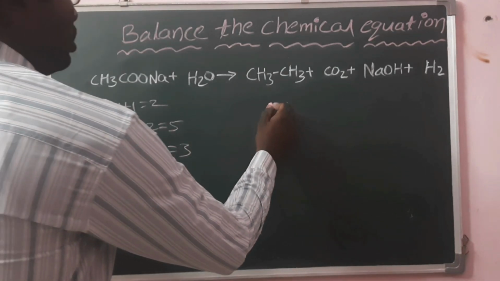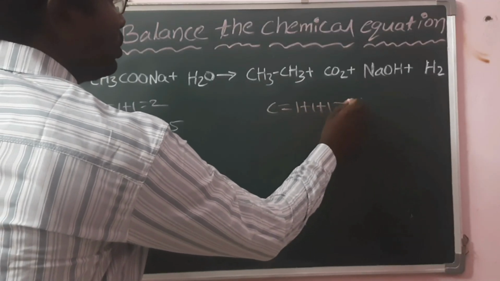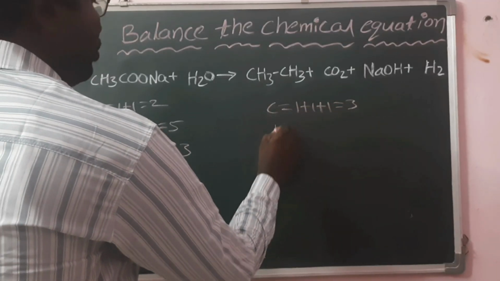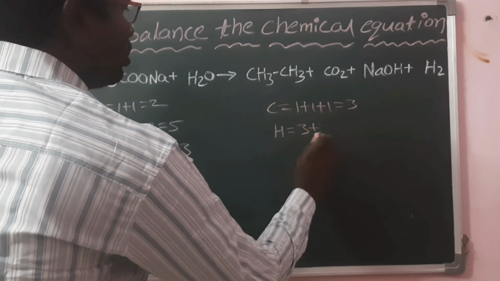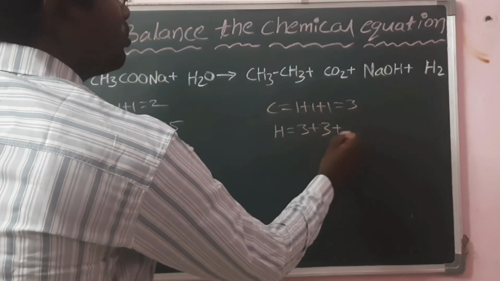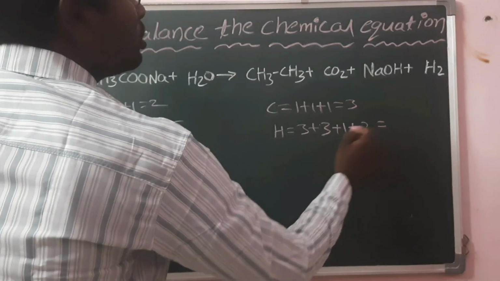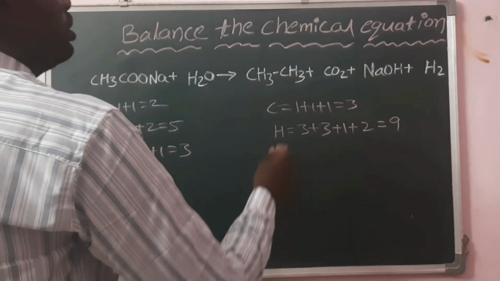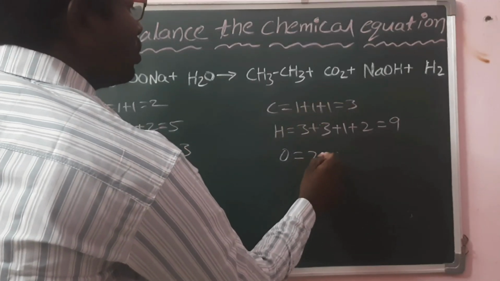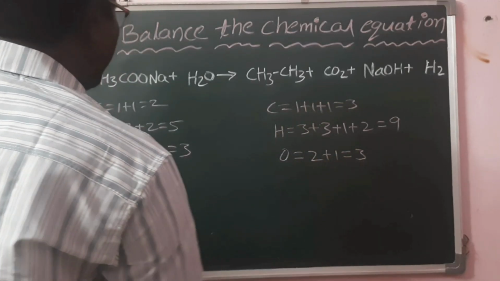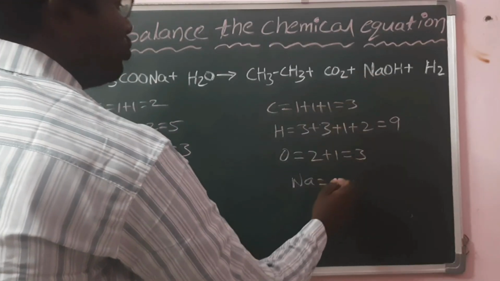So on the right hand side, the number of carbon atoms is 1 plus 1 plus 1, that equals 3. The number of hydrogen atoms is 3 plus 3 plus 1 plus 2, that equals 9. The number of oxygen atoms is 2 plus 1, that equals 3. The number of sodium atoms equals 1.